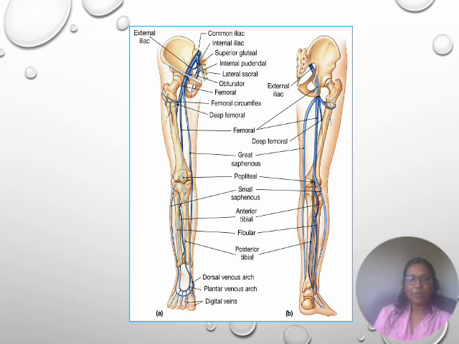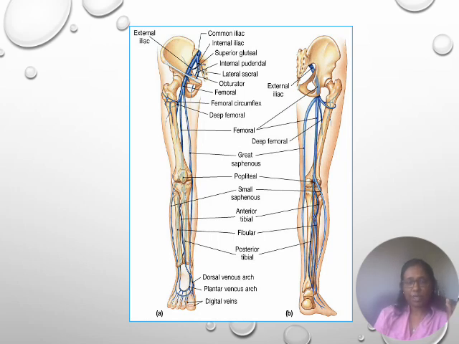So, the venous drainage of the lower limb is drained by three sets of veins. One, superficial. Second, deep set of veins. The third, the perforators. The superficial set of veins are great saphenous vein, small saphenous vein. Both of them start from the dorsal venous arch. The small saphenous vein drains into popliteal vein. The great saphenous vein drains into the femoral vein. Femoral and popliteal are deep veins.